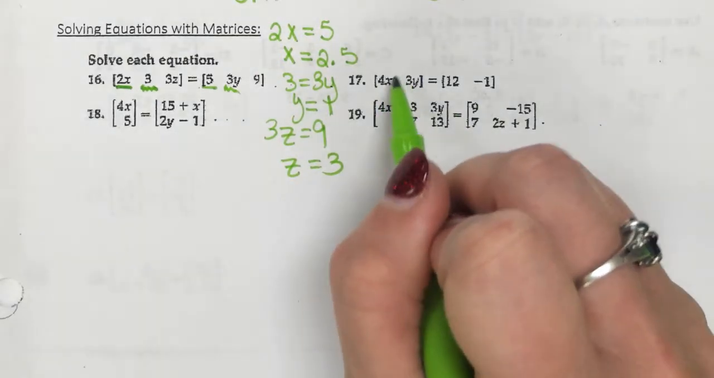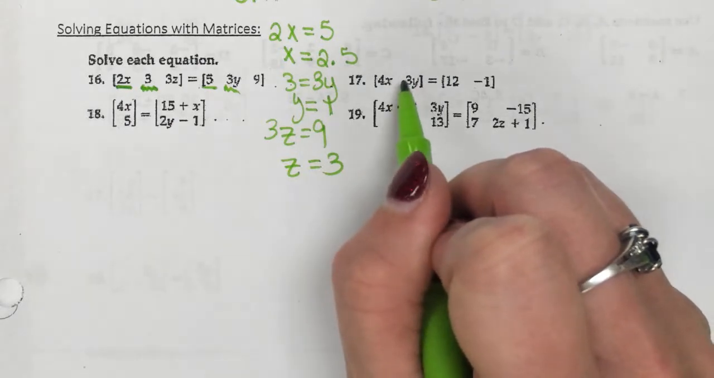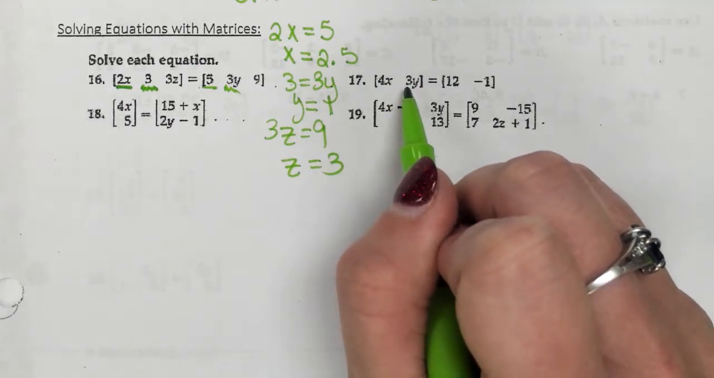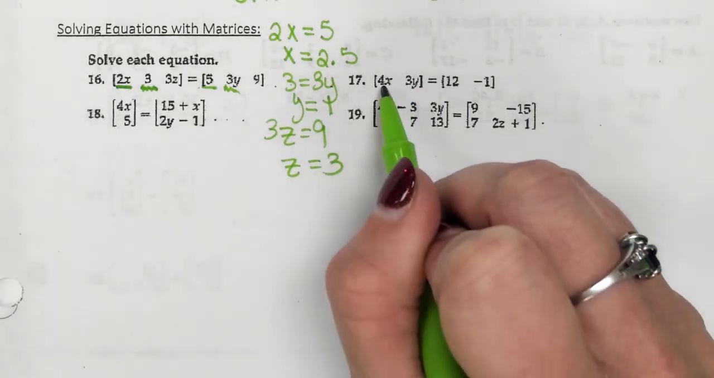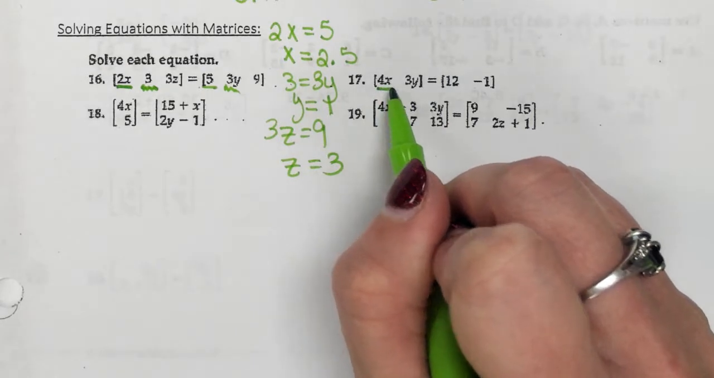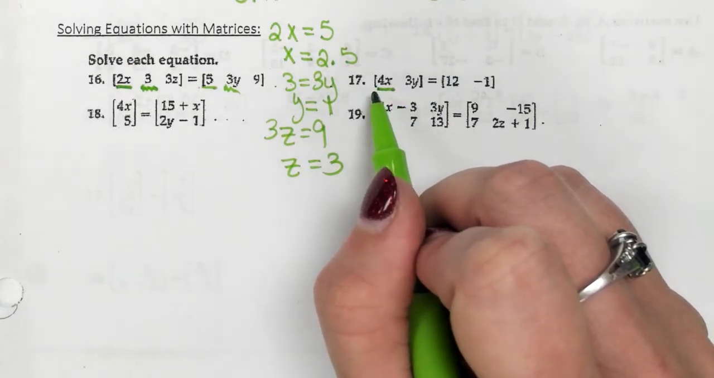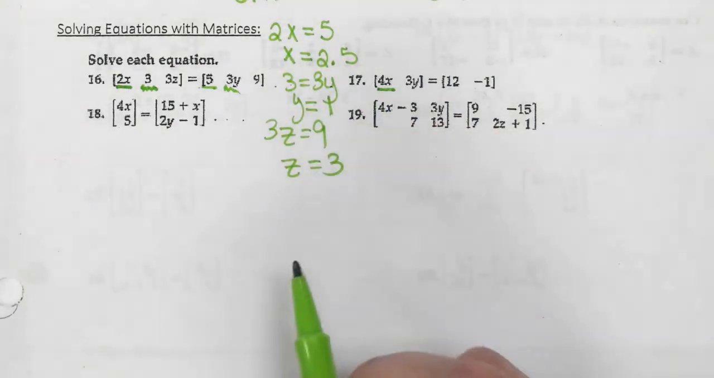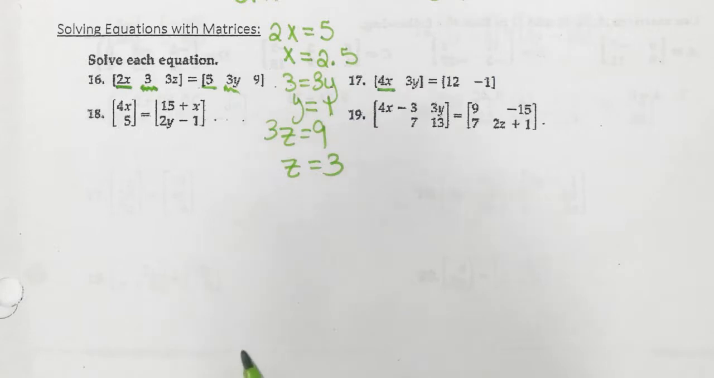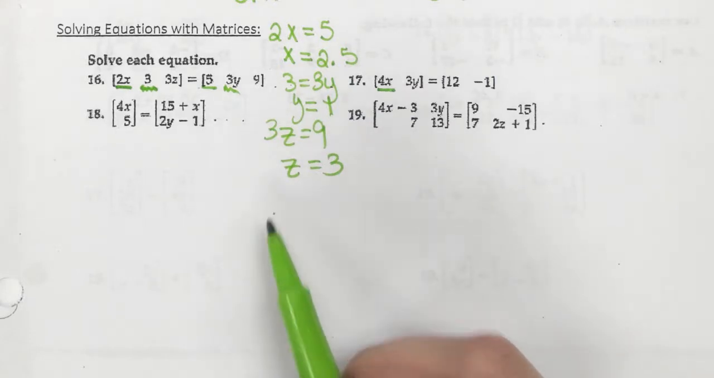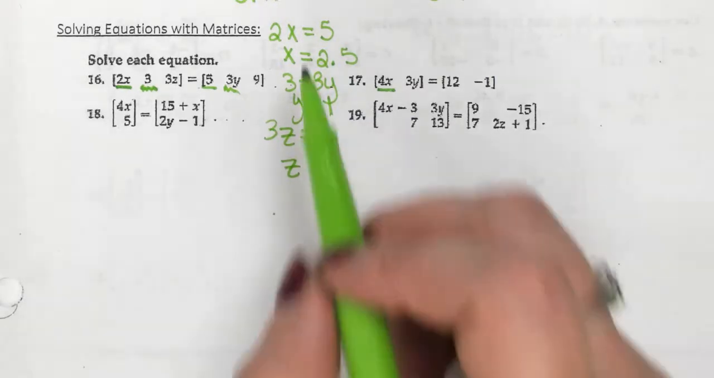17. Do you see how there's a big gap between 4x and 3y? Those do not go together. One is separate. Do we just leave it how it is, or do we need to put them all in parentheses like we've been doing? No, these are not ordered pairs. Well, I guess you could put them in parentheses if you wanted to, but just leave them like this for now.